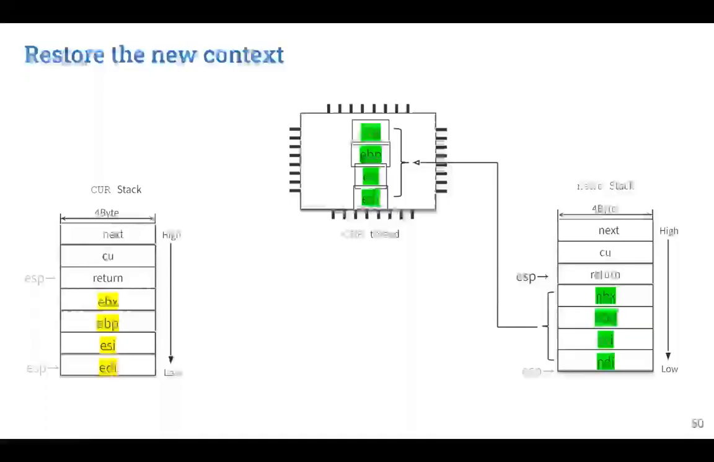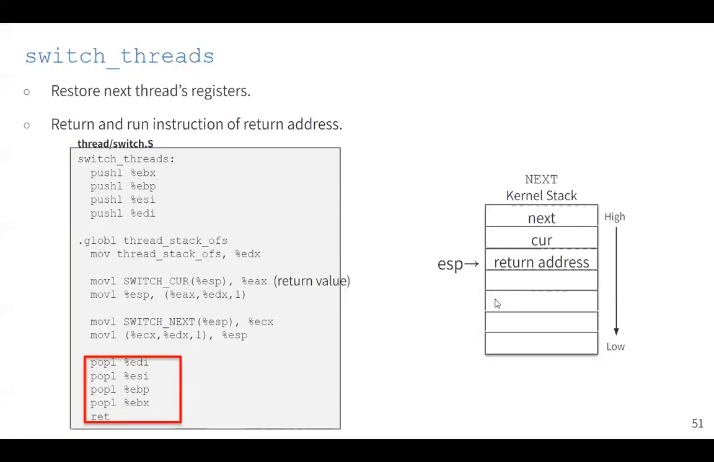Yep. So after changing the ESP value, you should also restore the running context of the next thread. So what you do is you pop the register values stored in the next stack to the appropriate registers. And you do that by just popping the stack in order. So pop EDI, pop ESI, pop EBP, and pop EBX. So that's how we switch threads.